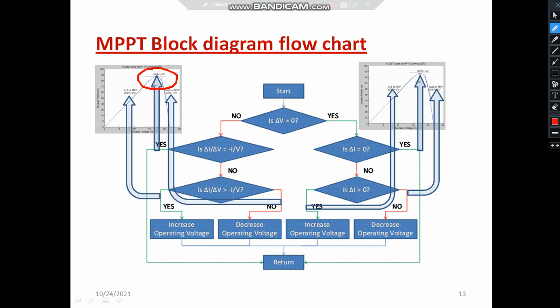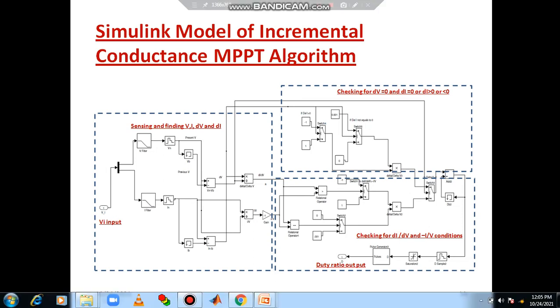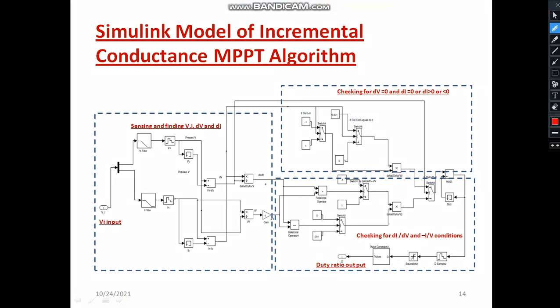Using MATLAB Simulink software, I developed a model. You can see the different segments of the IC algorithm which I developed in Simulink. First of all, sensing of voltage and current. Afterwards, checking the change in voltage and change in current, with conditions such as change in voltage equal to zero, and change in current equal to zero, or greater than or less than zero. These are the conditions.